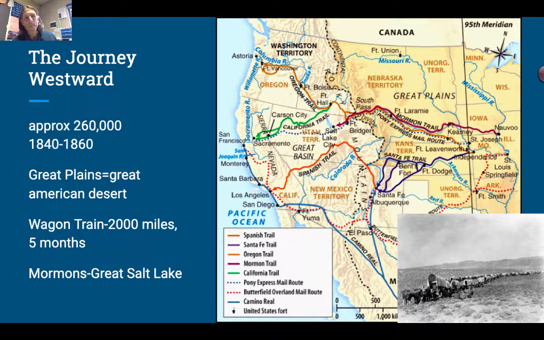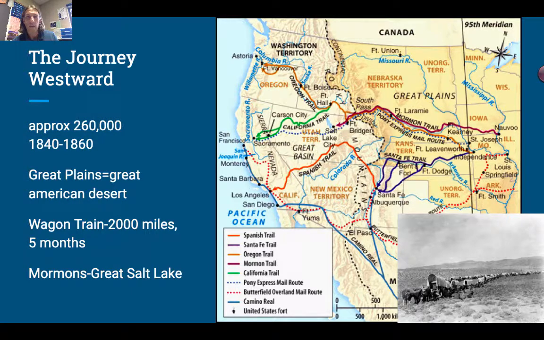Most Americans, well, almost all of them at this time, are doing it by wagon train. 2,000 miles. It takes 5 months. It's a pretty treacherous journey. You have to hope that everything works out right, that spring doesn't come late and winter come early. You really need this long summer to be able to safely make that journey, and then you've got to hope that your wagons don't break and all of that type of stuff.